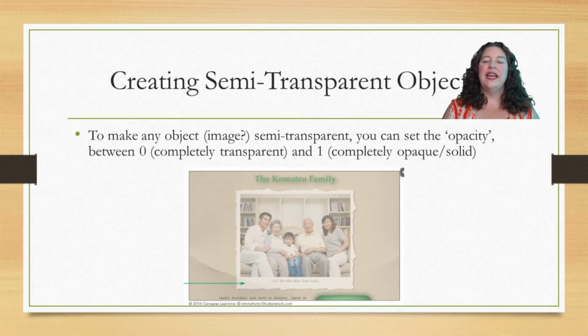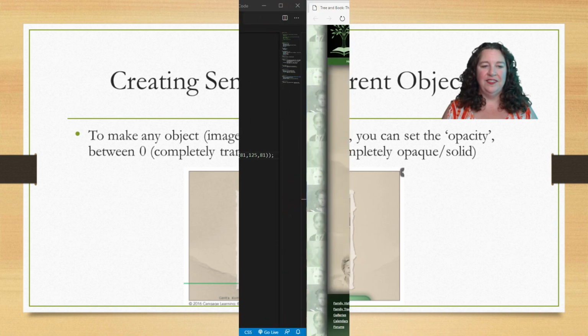Finally, we can create a semi-transparent object, or an object that is kind of transparent. You can kind of see through it, but otherwise it's kind of still there, by setting the opacity figure of an object to somewhere between 0 and 1. 0 is what we call completely transparent, and 1 is completely opaque or totally solid, the way you would expect it to be if you didn't add any opacity.